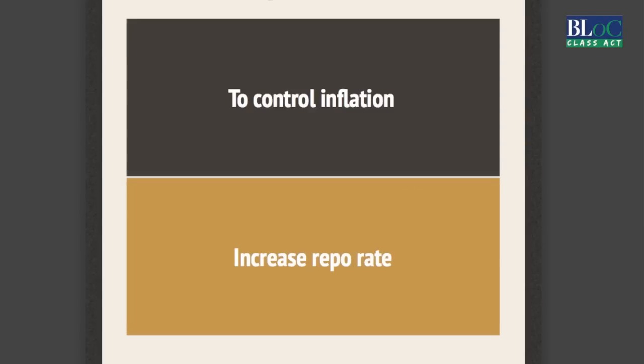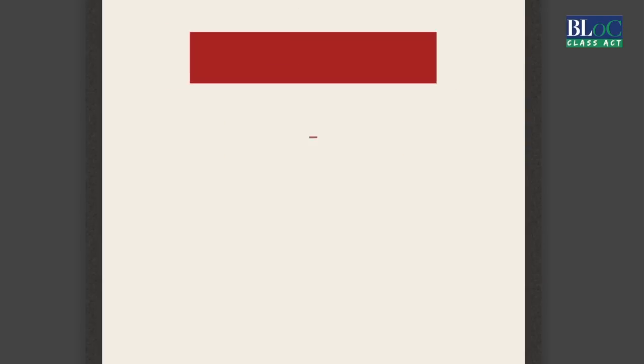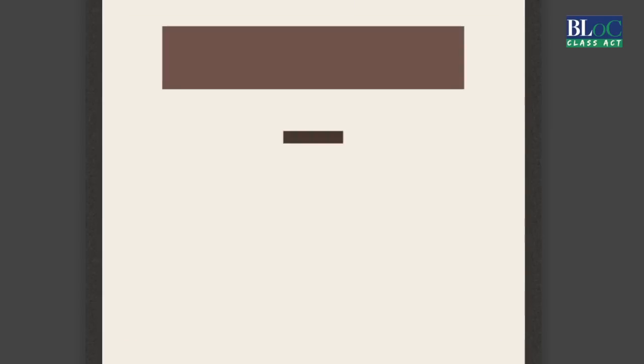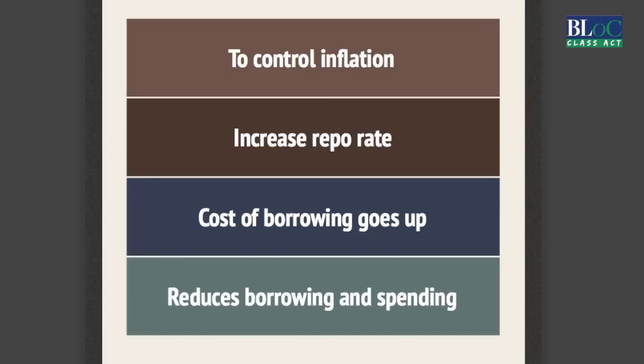Let us look at the second objective of controlling inflation. The Reserve Bank of India increases the repo rate to rein in inflation. As the cost of borrowings of banks goes up, the interest rates on loans also goes up. This dissuades the customers from borrowing and spending more.